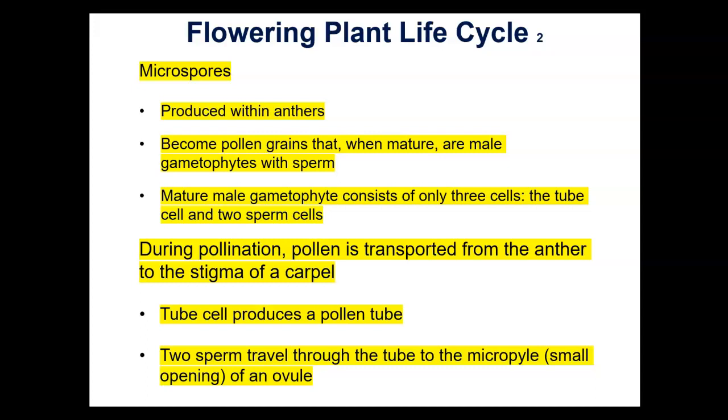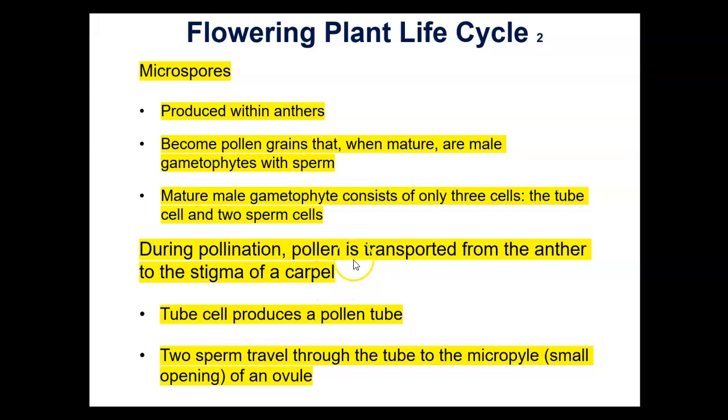Okay, microspores are produced within the anthers, which are the male structures on the flower. They become pollen grains, and when the pollen grains are mature, they are actually the male gametophytes. So if you're asked what the female gametophyte is in an angiosperm, it's the embryo sac. And in the angiosperm, the male gametophyte is the pollen grain.